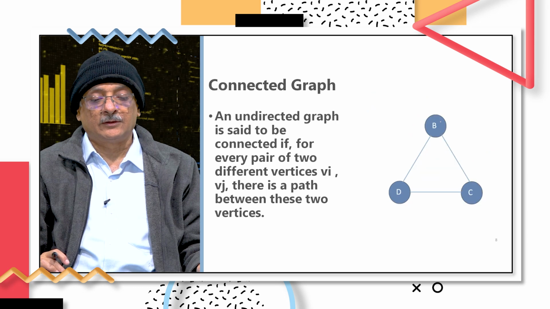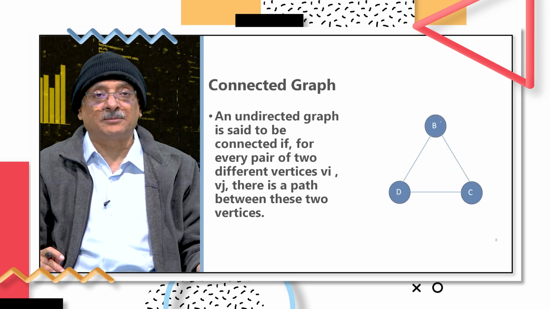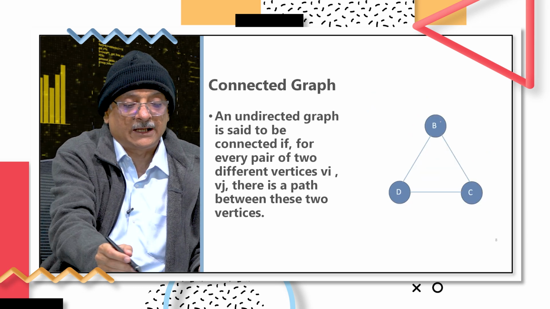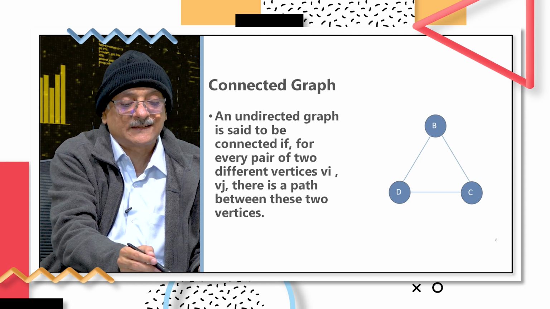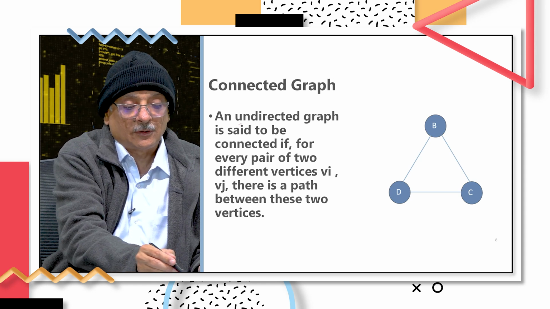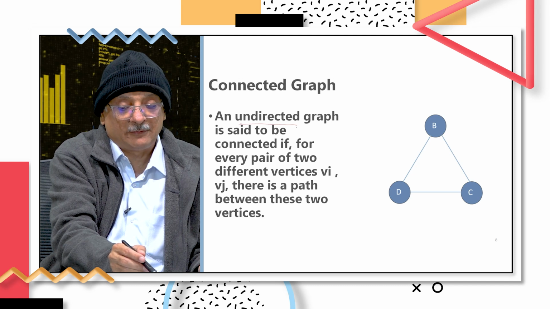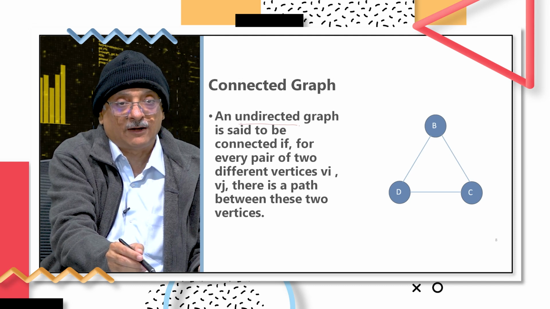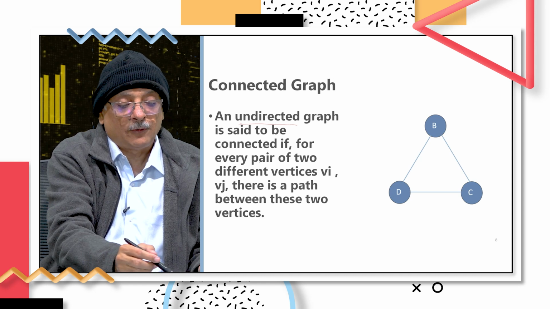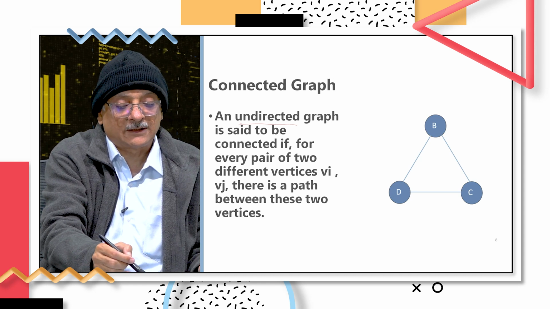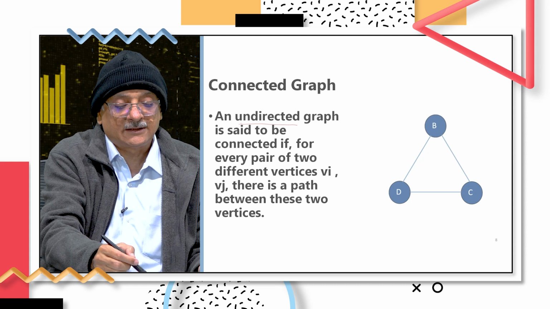All right. So, that is the definition, and then finally comes the definition of a connected graph. An undirected graph is said to be connected if for every pair of two different vertices Vi, Vj, there is a path between these two vertices.